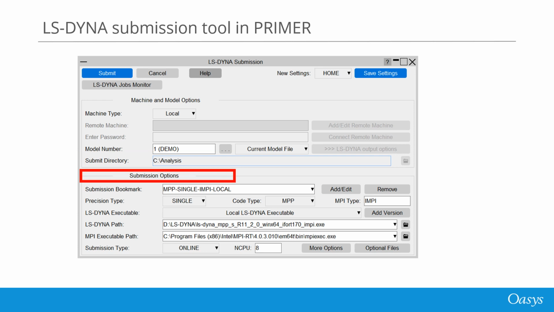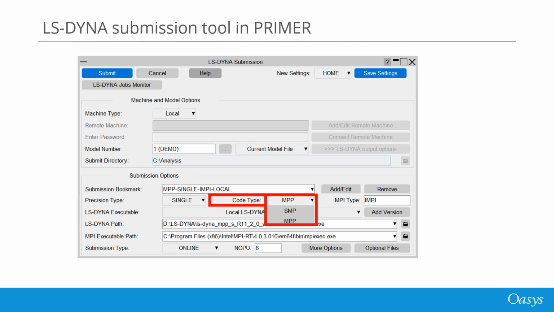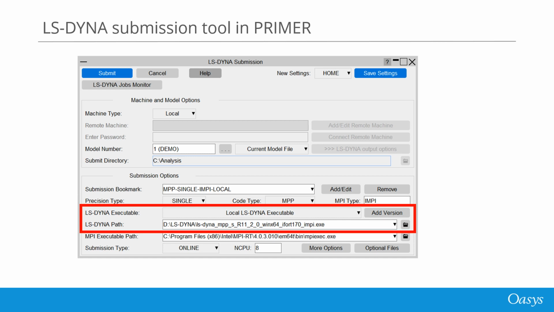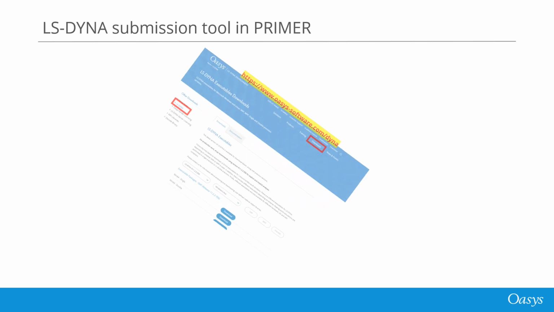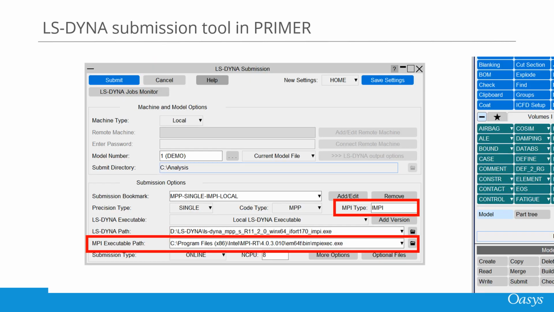Submission options define the LS-DYNA settings that are required to run the model on the specified machine. You can choose to run the SMP or MPP simulation runs in single or double precision LS-DYNA. You can choose any version of LS-DYNA up to the latest release version of the program. The executables for the latest and stable release of LS-DYNA can be picked up from the Oasys website.